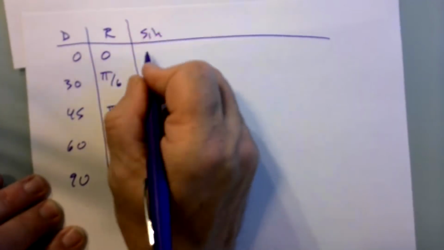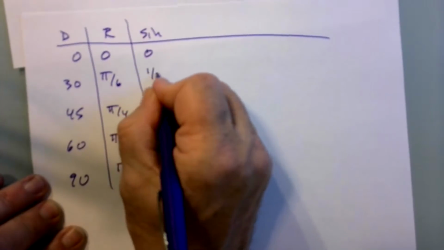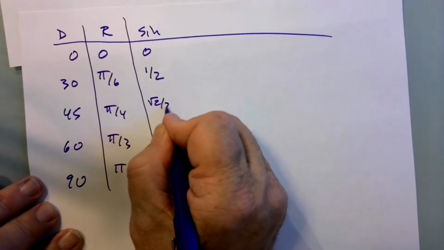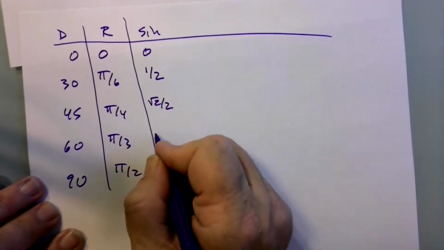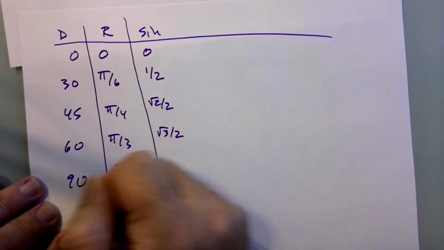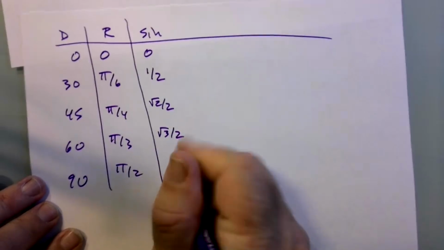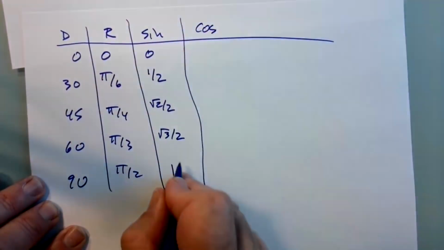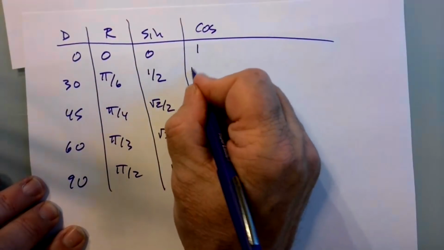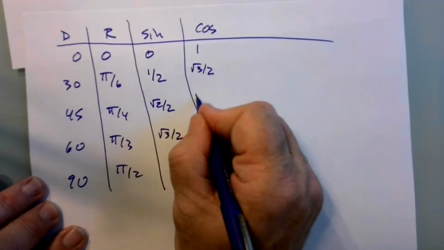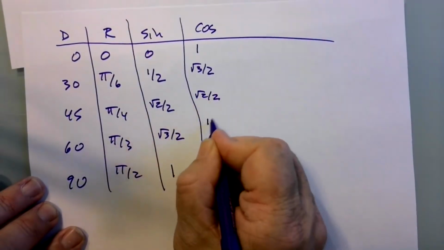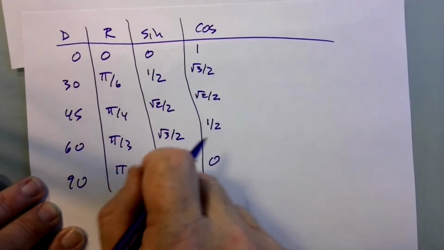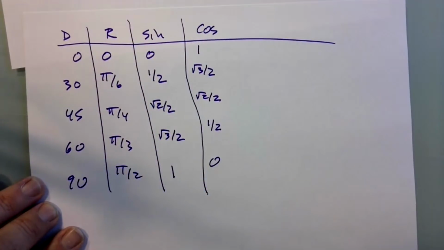Sine of 0 is 0. Sine of pi over 6 is a half. Sine of pi over 4 is either 1 over root 2 or root 2 over 2. Sine of pi over 3 is root 3 over 2. Sine of pi over 2 is 1. To get cosine, we just go backwards, right? We start at 1, then go to root 3 over 2, then root 2 over 2, then 1/2, then 0. So you'll notice this way forwards, this way backwards.